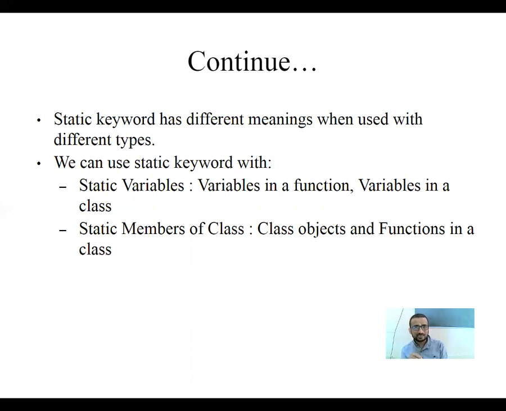Whenever I use the static keyword with variables inside a function, that is going to have a different meaning than variables that are in a class. Same for the static members of our class. If I am using the static keyword with the class object, that is going to have a different meaning than with a function inside the class. Okay, so this is nothing but the use of the static keyword with the different member functions, classes, or data members.